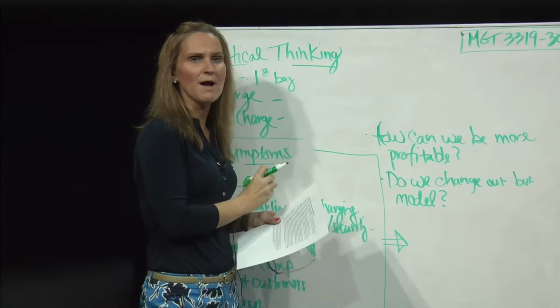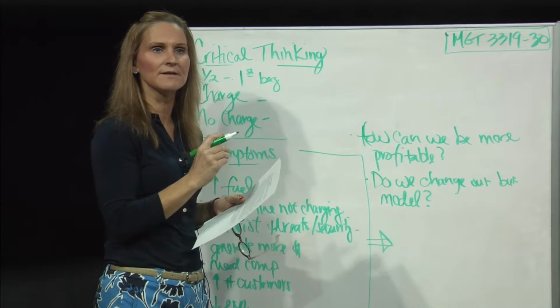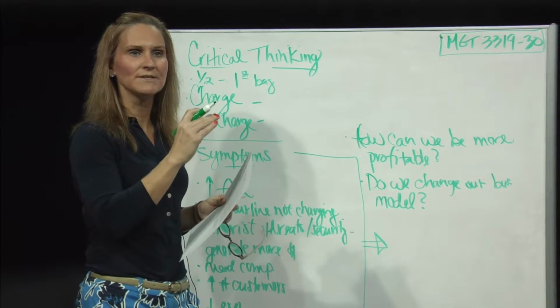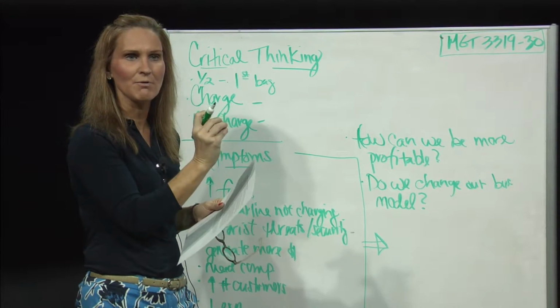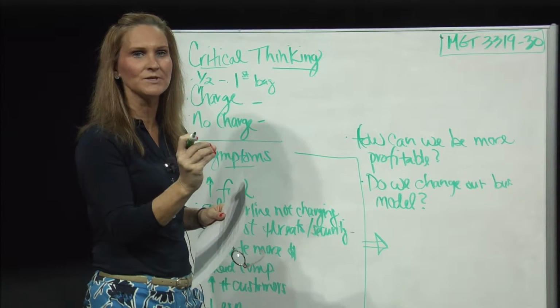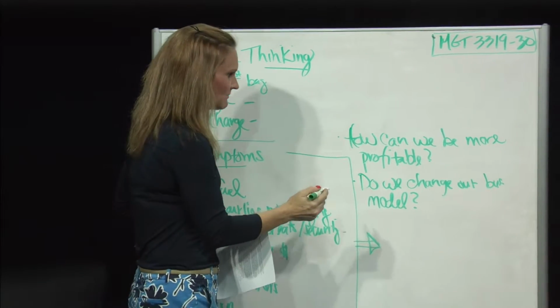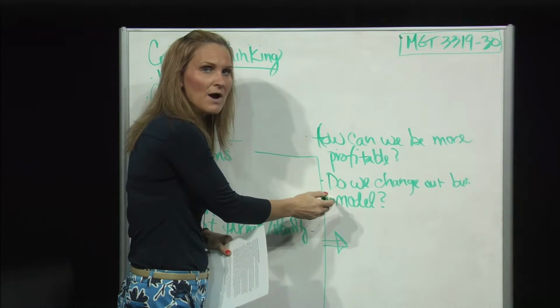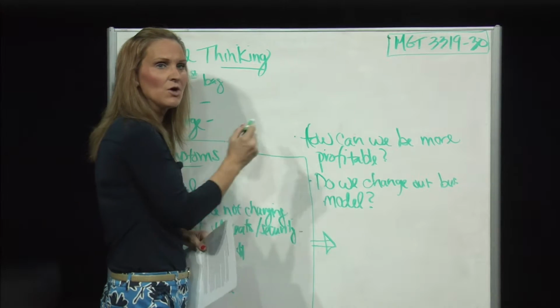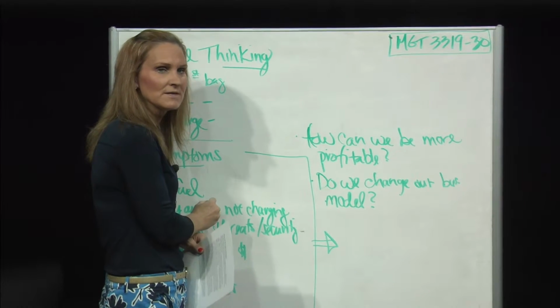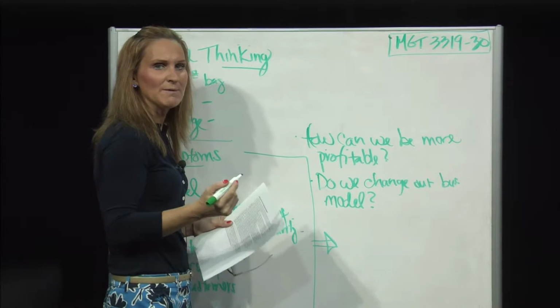Now, when we look at this, how can we be more profitable? We get to a problem statement, which if you've looked at the process, you understand that in critical thinking, we have to figure out the problem and then generate some alternatives. So we need to start generating some alternatives that relate to this problem statement that solve or get rid of these symptoms.